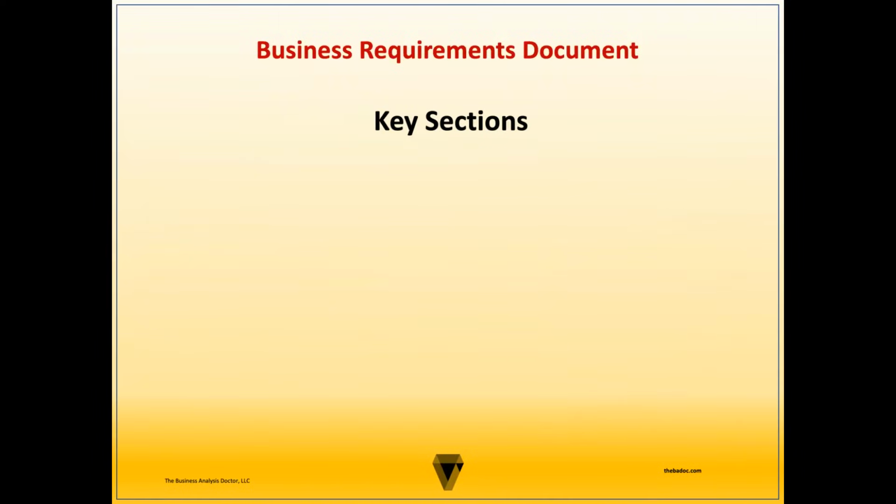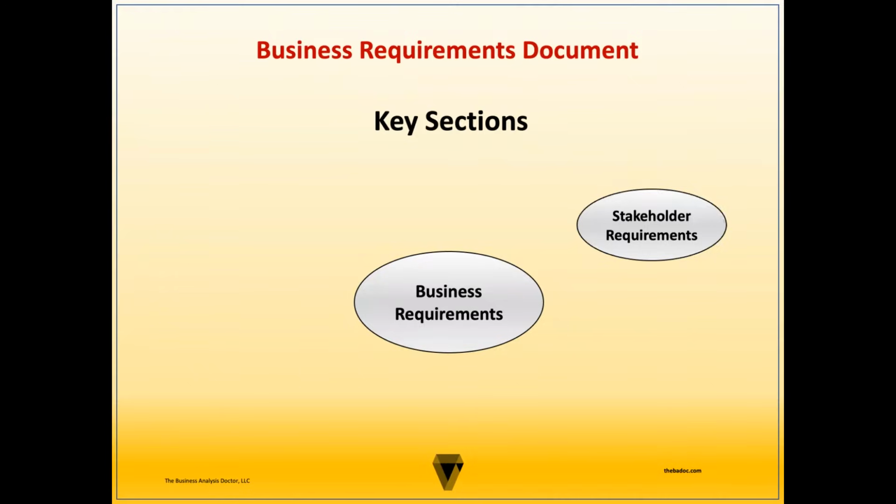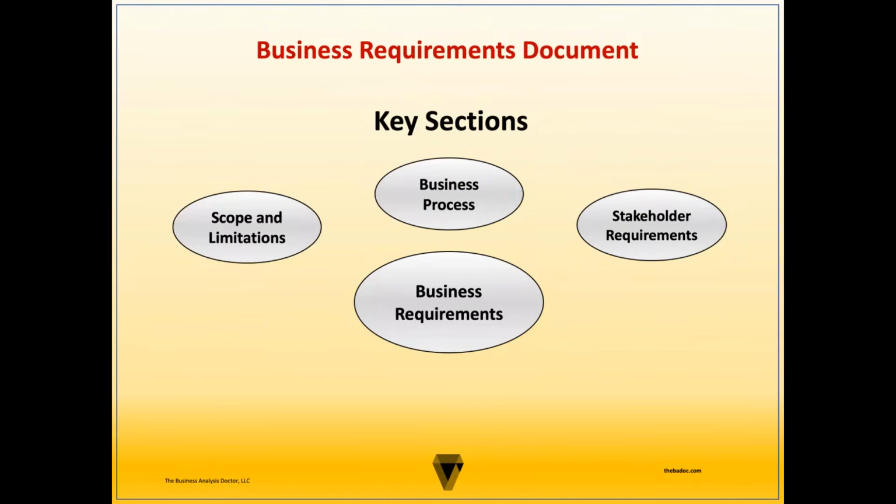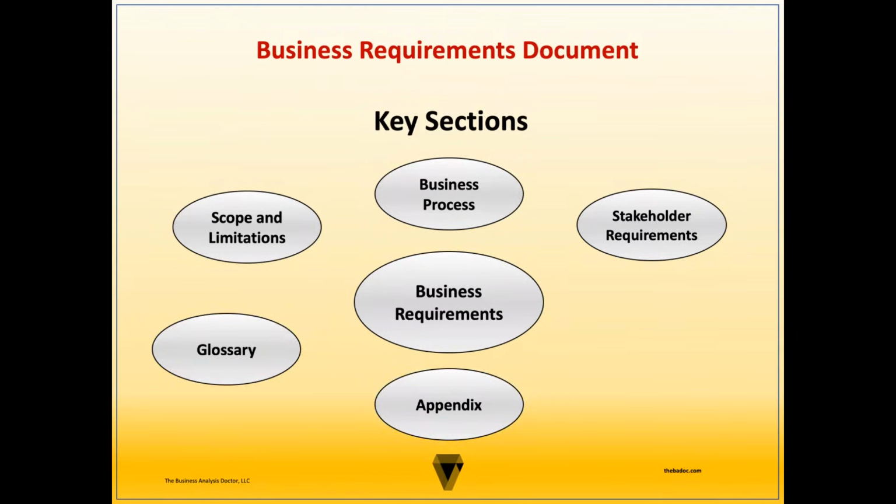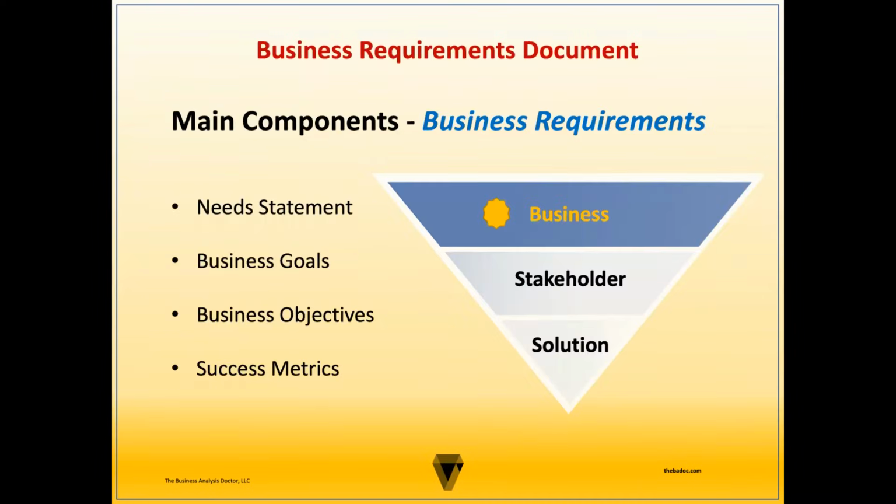So the main components of a business requirements document include business requirements, stakeholder requirements, the business process overview, scope and limitations, a glossary, an appendix, and the approvers and sign-off. The first section we'll look at is the business requirements.